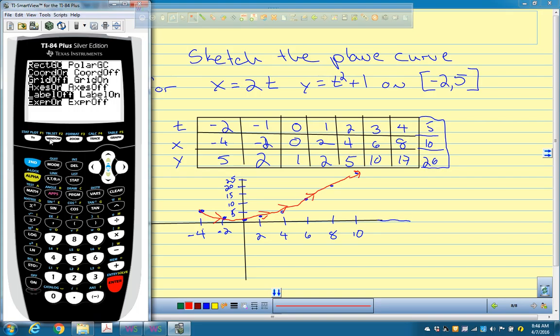Notice too, if I reset my window, remember I said this thing controls how fast or slow it goes? If I change that to 0.01, I can see it going way slower. If I hit graph this time, see, there it goes down there, and it's going through and back up. And then you get that curve. Isn't that cool? So that's parametric equations.